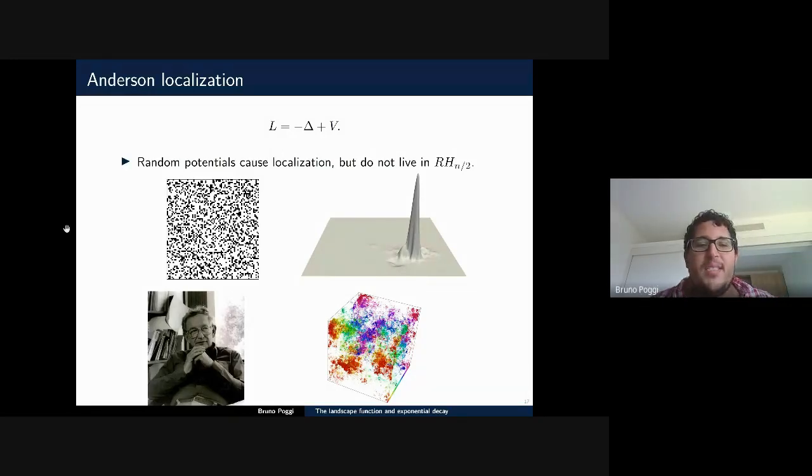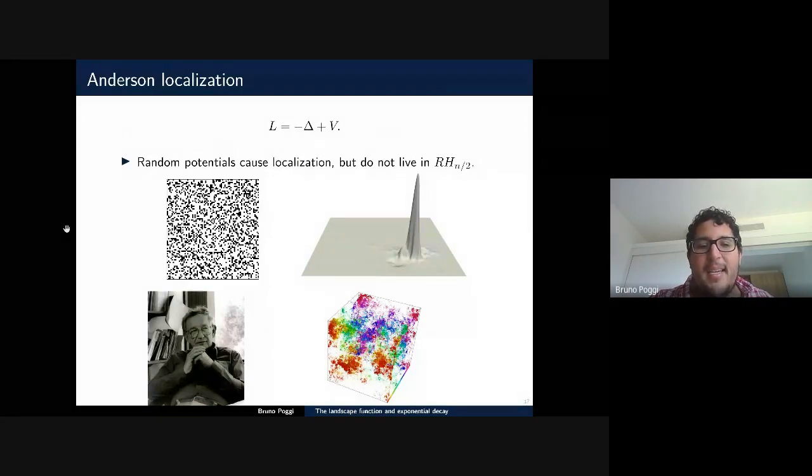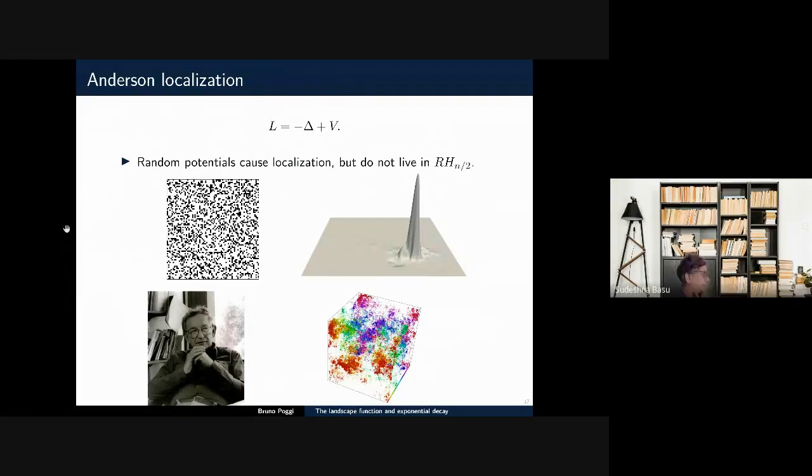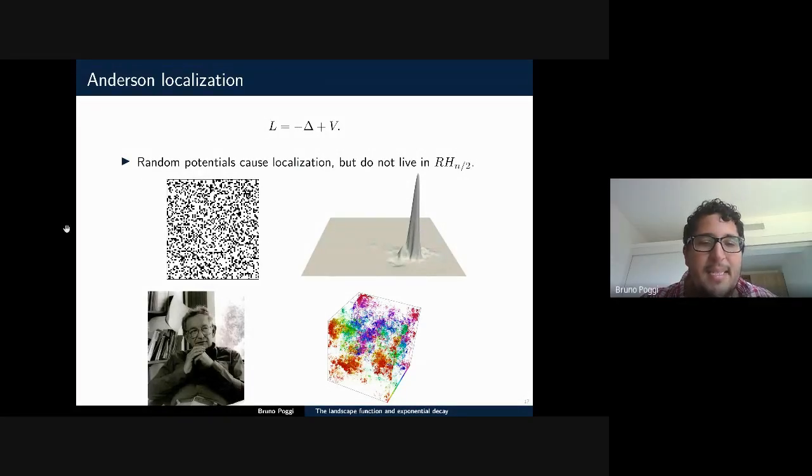So then, what's going on here? We proved these exponential decay estimates for reverse Holder potentials. However, it is known that if your potential has very random features, if it is random, then it will still cause exponential decay of the eigenfunction. This phenomenon is called Anderson localization, for Anderson, pictured here, who won the Nobel Prize in physics for finding this out in the 60s.